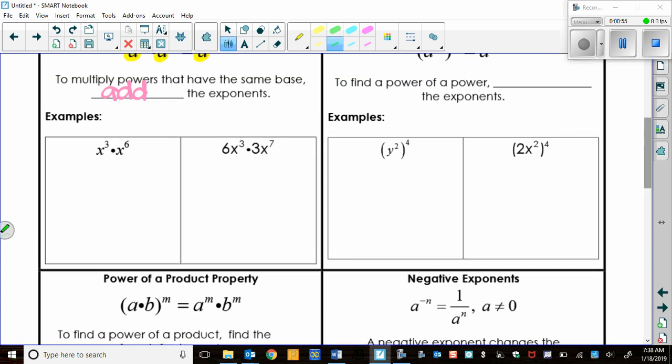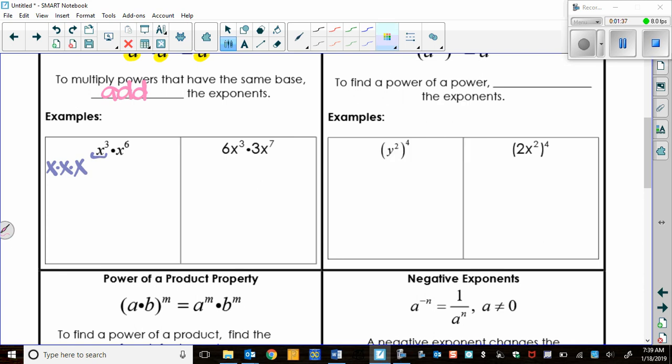For the first one, I am multiplying x to the third power times x to the sixth power. Now, if you were to do this the long version, you would be expanding this problem. So let me show you what I mean by that. x to the third power: my base is x, my exponent is 3. What that's telling me is that I have to copy and paste my x 3 times. So it's going to be x times x times x. It's kind of like 3 to the third power, it's 3 times 3 times 3. x to the third power is x times x times x.